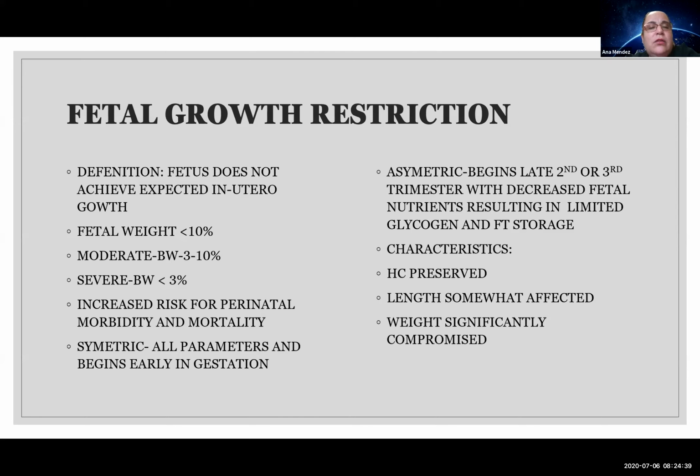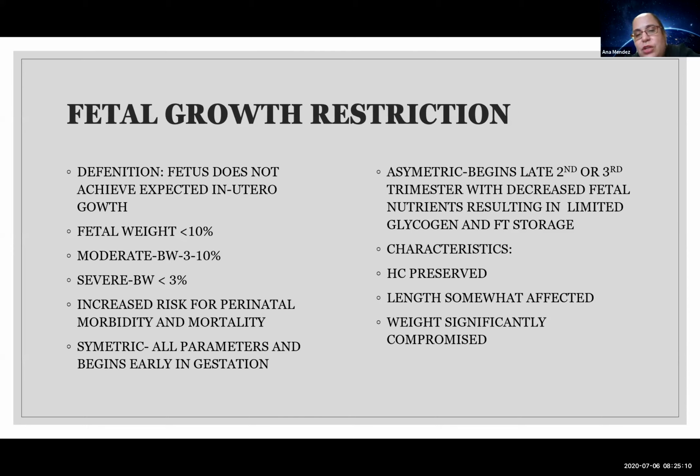Moderate fetal growth restriction is when a newborn is between 3 and 10%, and severe is when it's less than 3%. These kids have increased risk for perinatal morbidity and mortality. And they usually are symmetric, where all parameters are involved, and it usually tells you that it begins early in gestation, if it's symmetric fetal growth restriction.